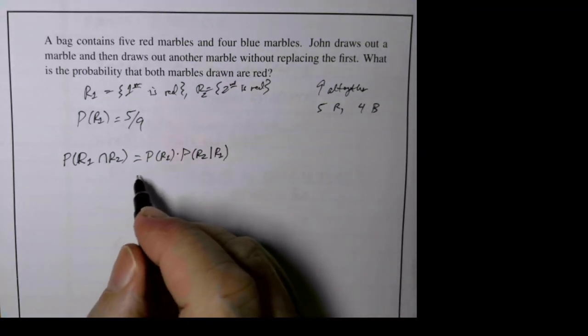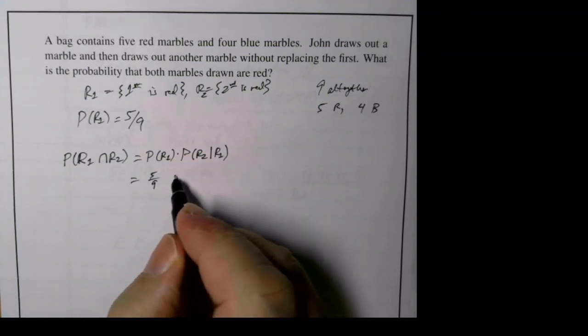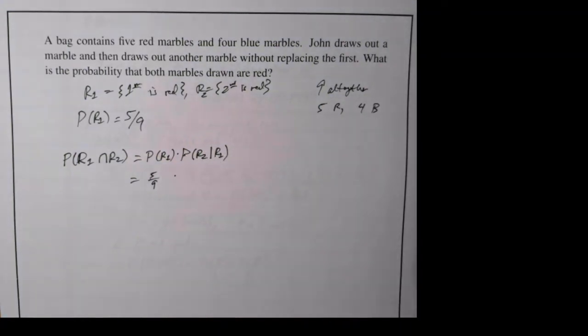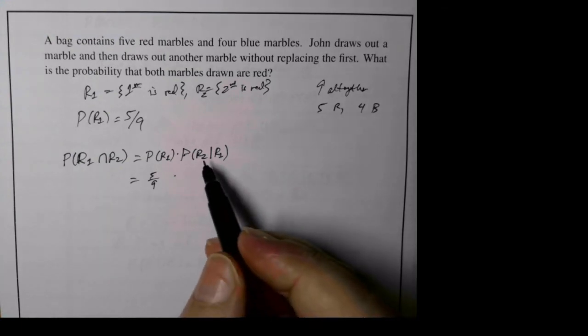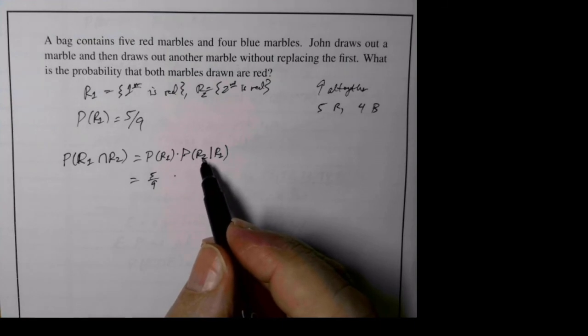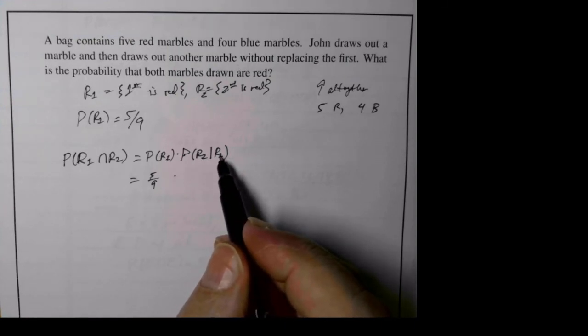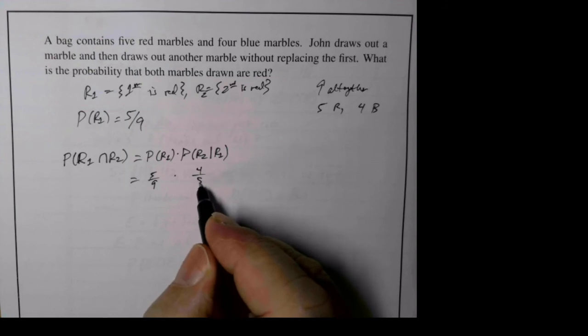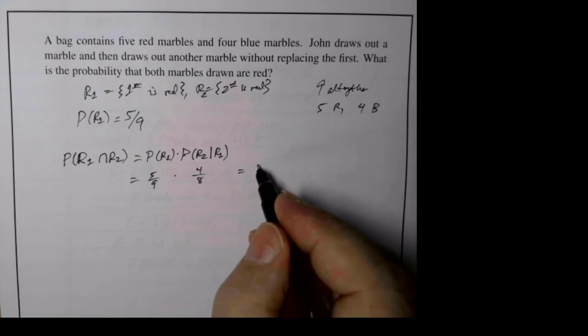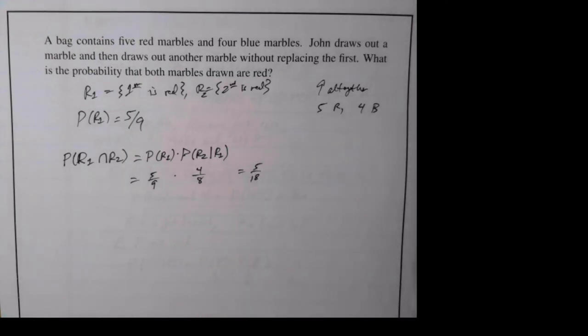All right, we already know this one. This is 5/9. What's the probability of R2 given R1? Well, given R1, that means you drew a red marble out of the bag on the first draw, and you don't replace it. So the bag now contains only 8 marbles, and only 4 of them are red. So the probability that you draw a red marble on the second draw, given that you drew a red marble on the first draw, is 4/8. And this multiplies out to be 5/18, not that it really matters here.